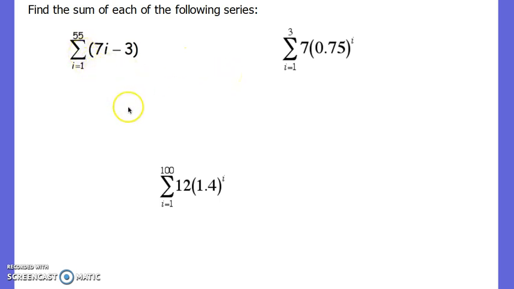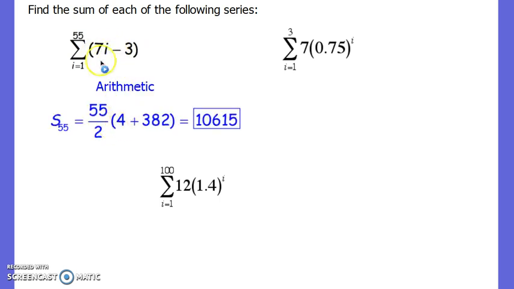Now, we have an old shortcut for sums like the one over here at the left. Notice 7i minus 3 is not i to a power, right? It's not 7 raised to the i. This was an arithmetic summation. So it's kind of nice because we had a shortcut that said, for arithmetics, if I take the first term plus the last term, so 382 was just taking 55, plugging it in, and then multiply by 55 terms divided by 2, I had a nice little shortcut formula to find my answer. I didn't have to actually add up 55 terms.